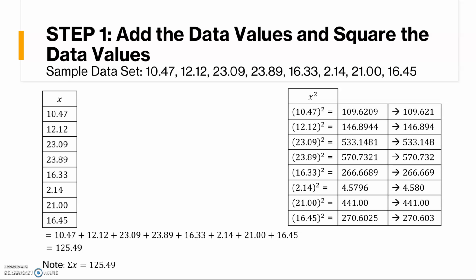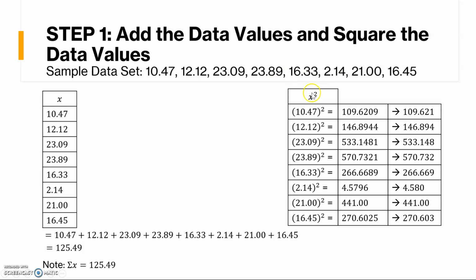So the first step is to add the data values and also square the data values. So our data values are all your values or numbers in your data set. So we're going to add those numbers right here, and we get 125.49. Now note that this is the summation of x. That's the same thing as saying, hey, I'm going to add all my x values up. That's what I just did, and I got 125.49.